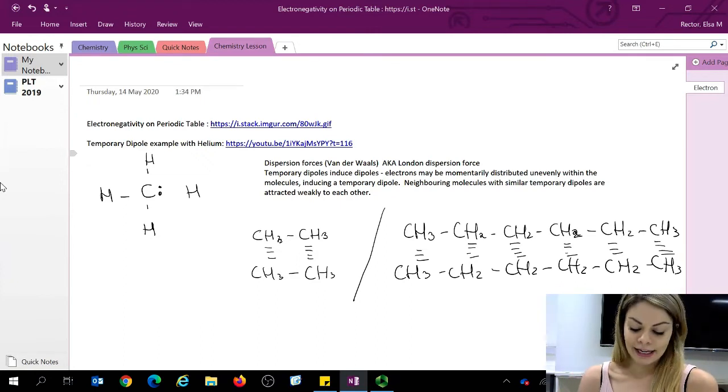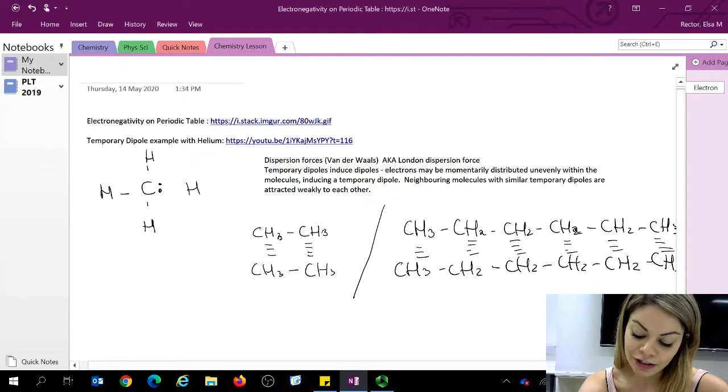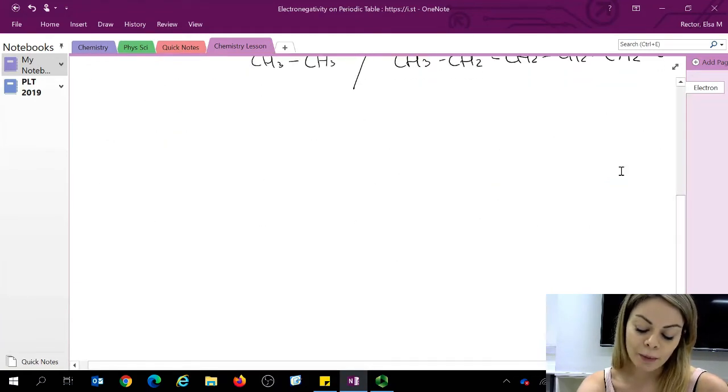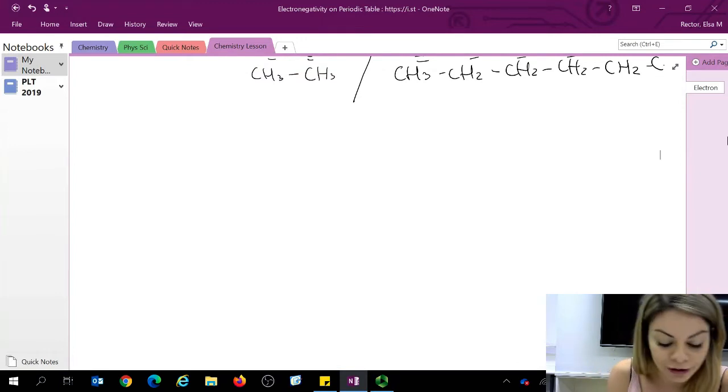The next thing I want to talk about is the difference between that and polar bonding. So we talked about polar bonding in physical sciences, but we only talked about it in terms of water. So I'm going to recap that first.